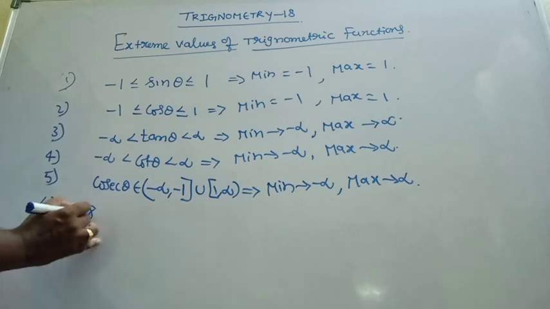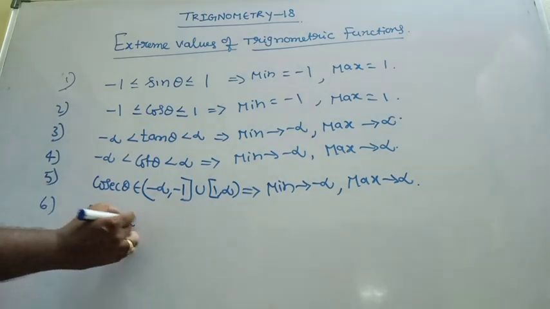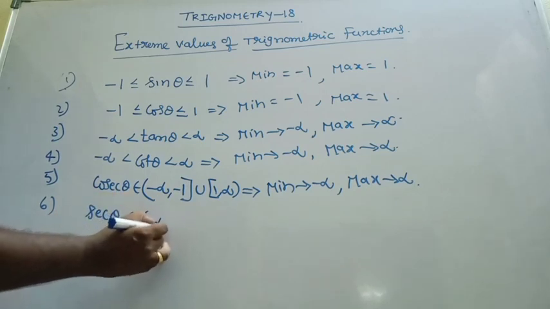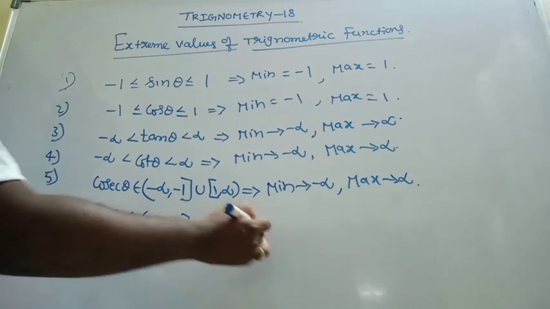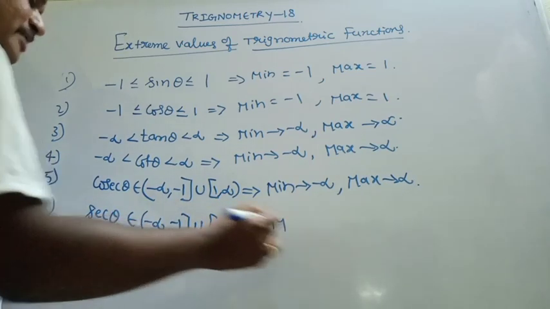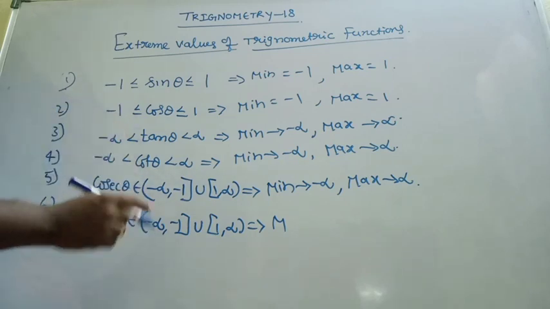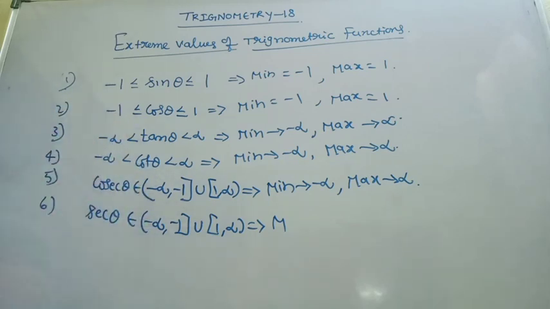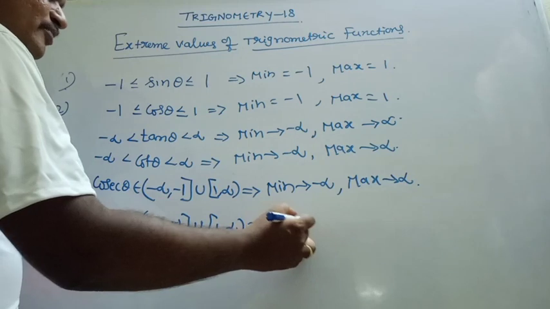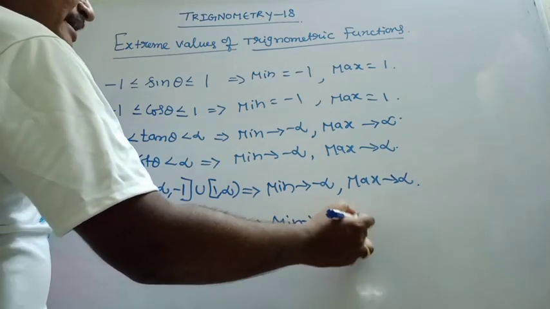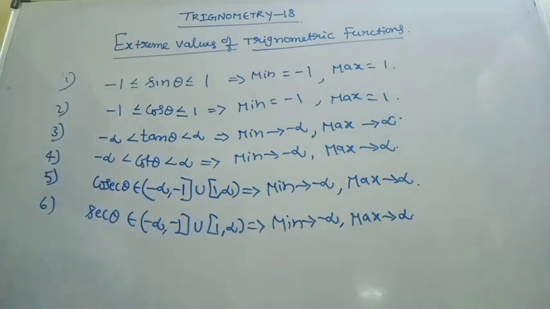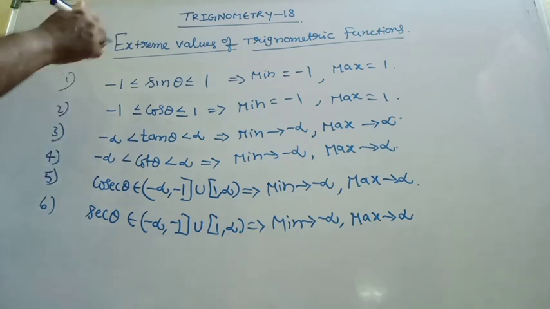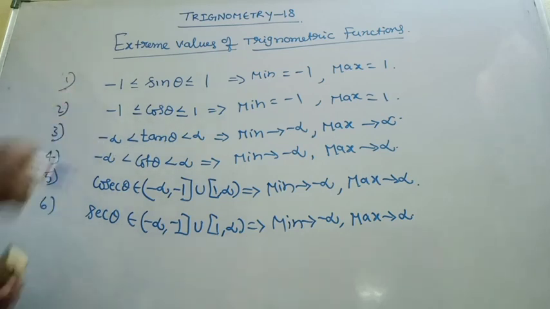Number 6, you are having here secant theta, my dear students. This also belongs to -infinity comma -1 union 1 to infinity. That means secant theta also will not produce values between -1 and 1, that you know. Therefore, the minimum value is nearer to -infinity and the maximum value will be nearer to +infinity. These are the first basic things, the extreme values, minimum and maximum values of the 6 trigonometric functions we have got now.